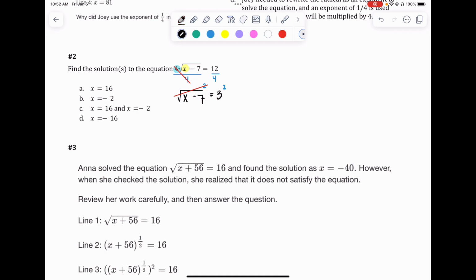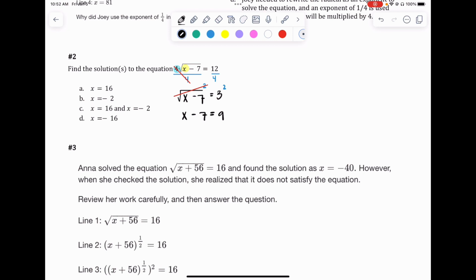And since the radical doesn't have a little number next to it, it's a square root. If you don't see a number, it's a square root, like 2. Anything different than a square root, you would see a number, like a cubed root or a fourth root. So it cancels out the radical and it leaves me with just x minus 7. And then over here, 3 squared means 3 times 3, so that would be 9.